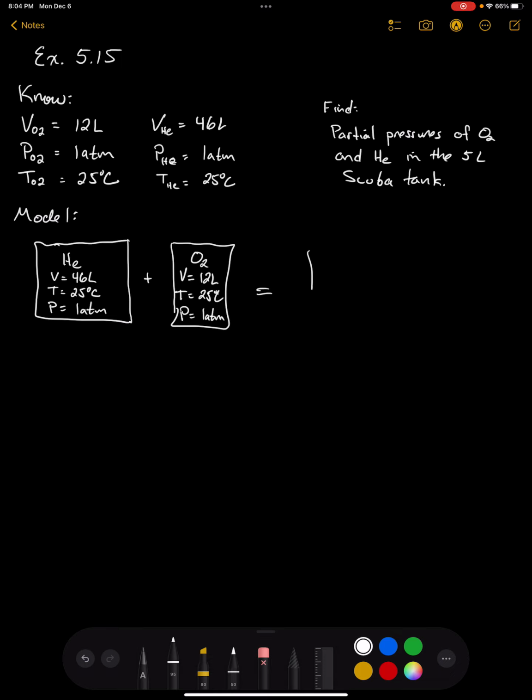And then this goes into a scuba tank, where what we know about the scuba tank is that its volume is equal to 5 liters. And we know that the temperature of the mixture of oxygen and helium is equal to 25 degrees Celsius. So in addition to finding the partial pressures of oxygen and helium in the 5-liter scuba tank, we also need to find the total pressure.